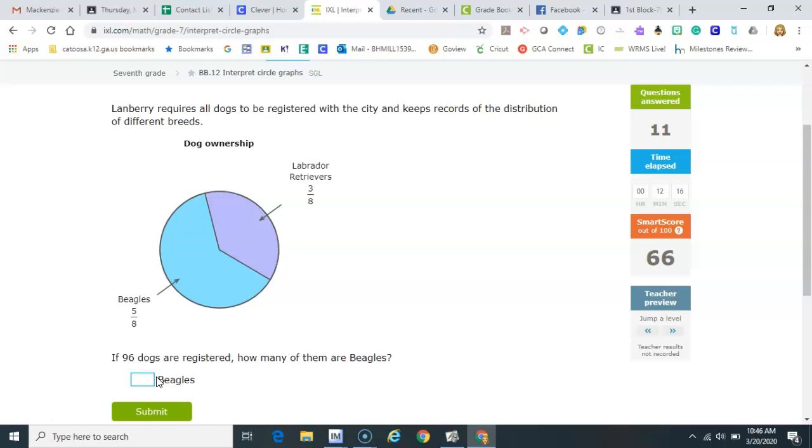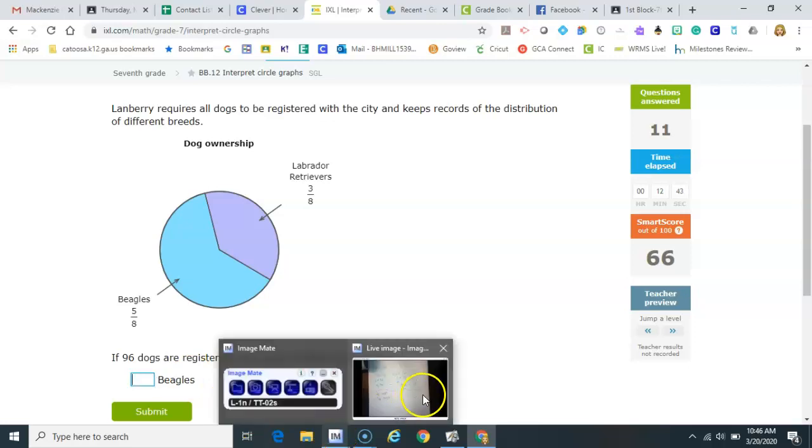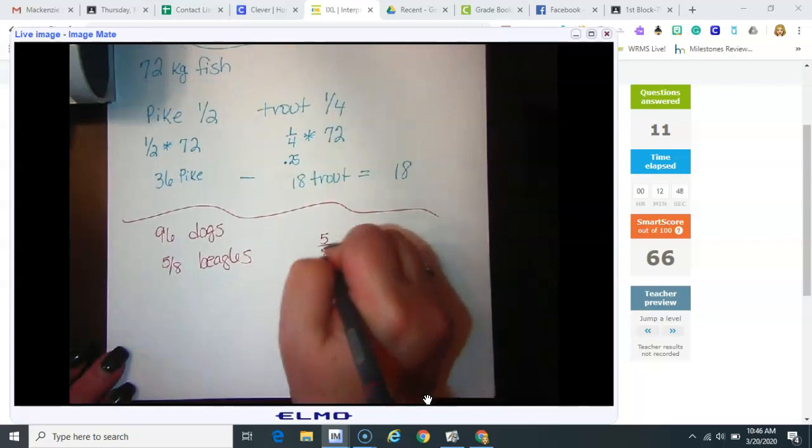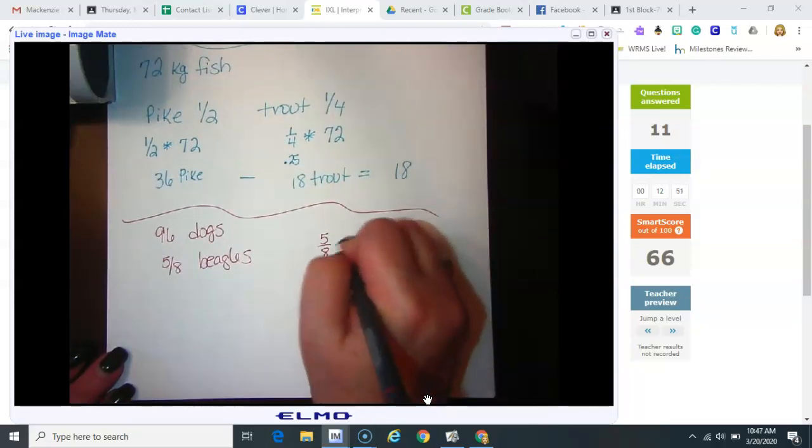Landberry requires all dogs to be registered with the city and keeps records of distribution of different breeds. If 96 dogs are registered, how many of them are beagles? So let's see. There are 96 dogs, and 5/8 of those dogs are beagles. So how many are beagles? Let's take a look at that work. So 5/8 of 96, and of means times.